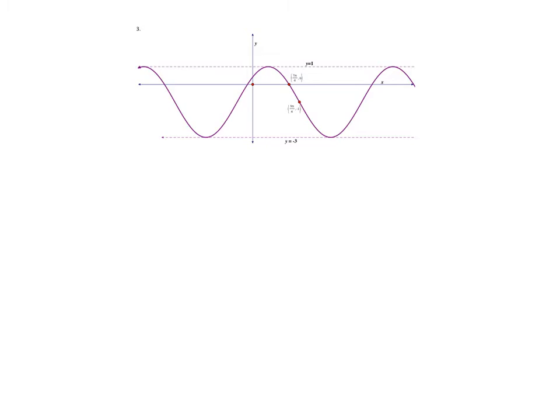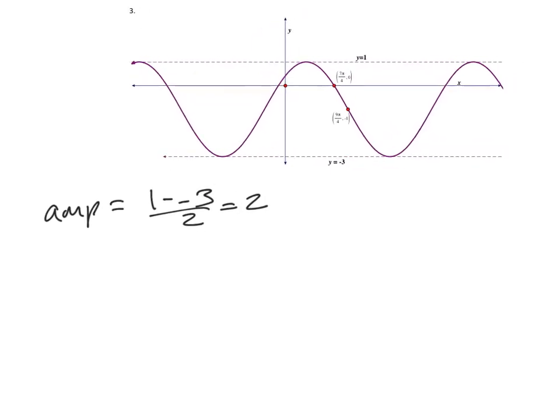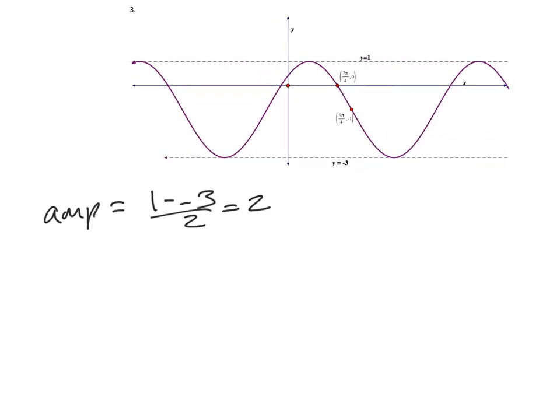So looking at the amplitude, we've got 1 minus -3 over 2, or 2. So if the amplitude is 2, that means the midline here will be at -1, which happens to be a point that we have going through there. So the vertical shift then is down 1.